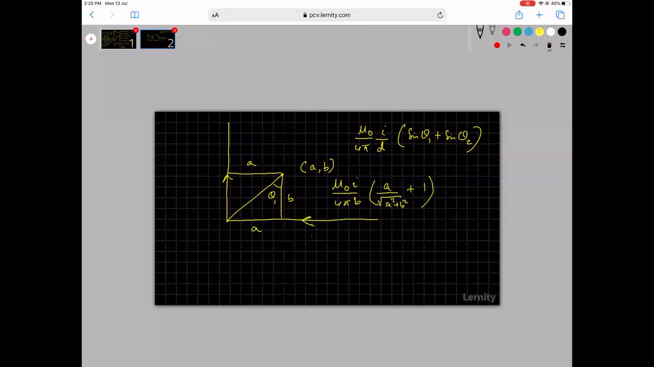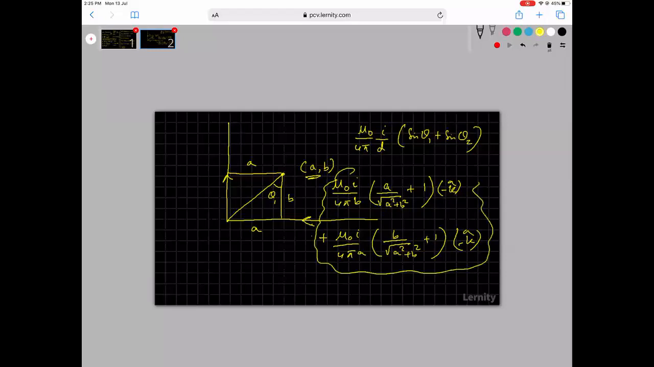Now this magnetic field will be inside the plane of paper, so it will become minus K cap, plus mu naught I by 4 pi, A B by root over of A square plus B square plus 1. Again it will also be minus K cap. So the magnetic field at point (a, b) is equal to this much.